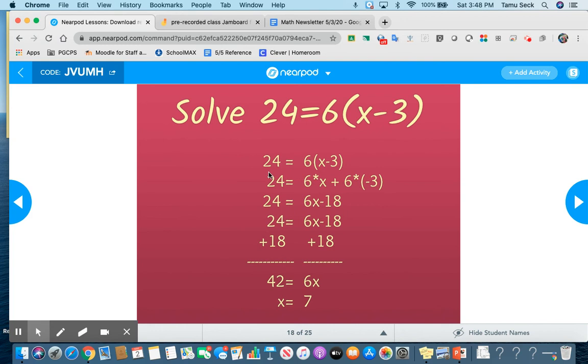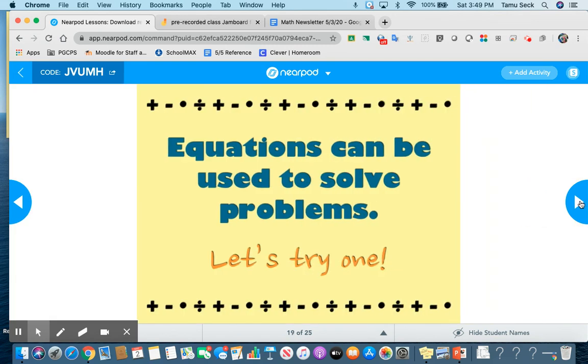Okay, so we multiply 6 times x, which is 6x, and 6 times negative 3, which is negative 18. And then we have to get rid of the constant. Now notice I did not get rid of the 24. Why? We're trying to get rid of the constant that's by the x. Negative 18 is by the x. So we add 18 to both sides, and then we divide by 6. The answer is 7. Let's try one.